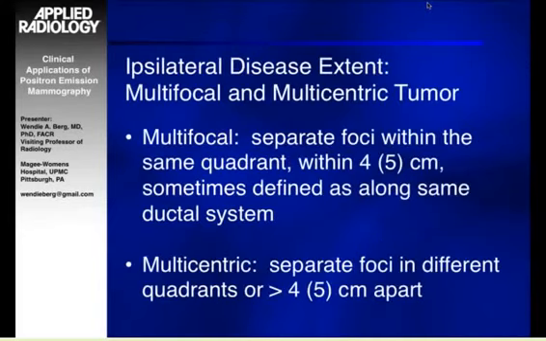When we talk about ipsilateral disease extent, we are considering really several issues. One is the size of the known primary cancer, as I mentioned, but we're also interested in looking for multifocal or multicentric disease. Multifocal tumor is usually defined as separate tumor foci within the same quadrant of the breast, usually within 4 or 5 centimeters of the primary lesion. Sometimes it's defined as being along the same duct system.